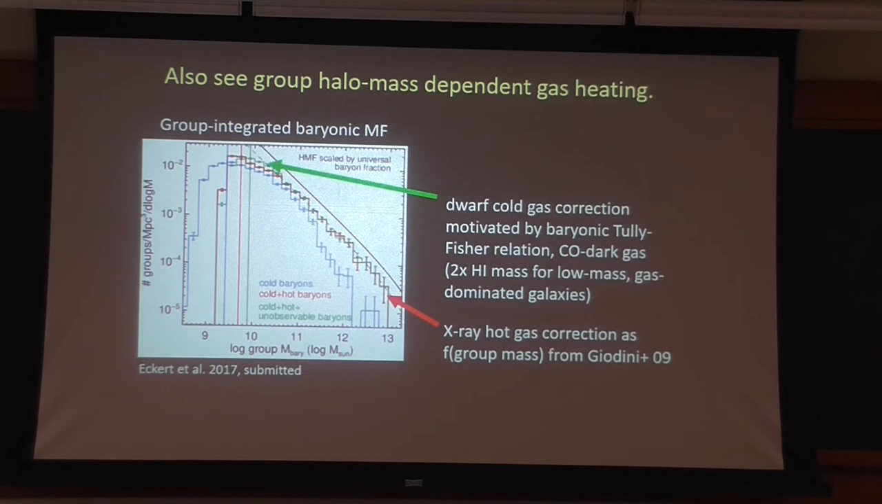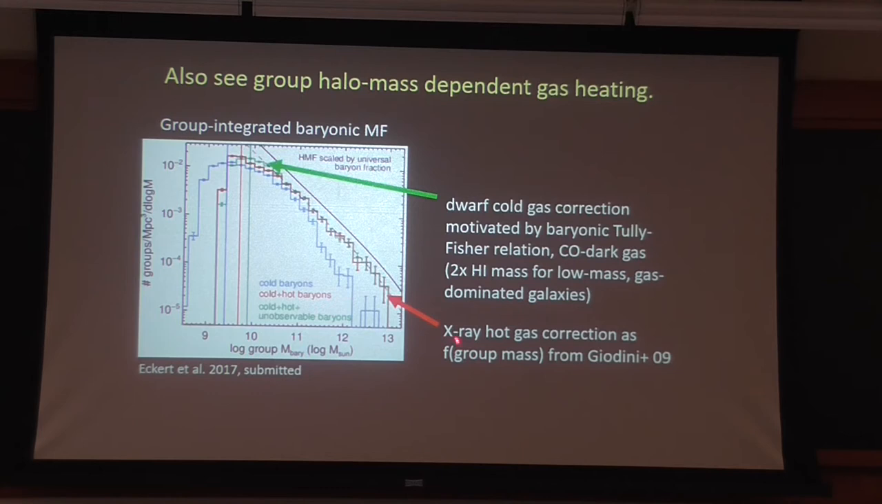All right, so we also see evidence, in addition to the loss of just counts in the mass function, of group halo mass dependent gas heating. So this is the group integrated baryonic mass function. The blue is the raw group integrated baryonic mass function, so that's just cold baryons by group mass. But if we add back the hot baryons, we get the red line.